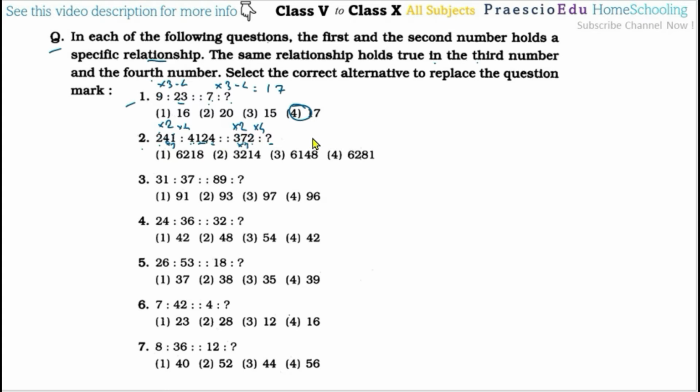So 3 multiplied by 2 is a 6, 7 multiplied by 3 is a 21, and 2 multiplied by 4 is a 8. So it's a 6218. So this is given in option number 1.